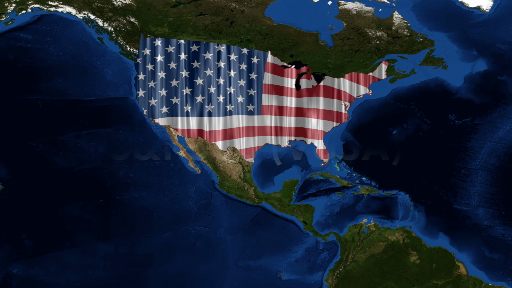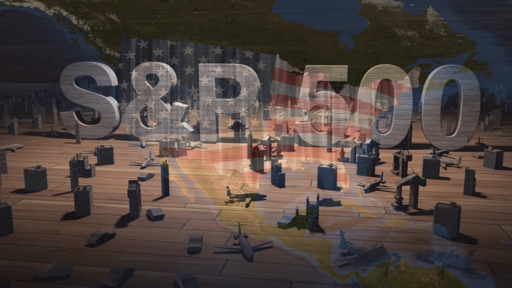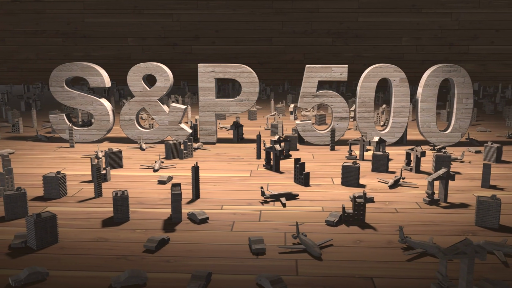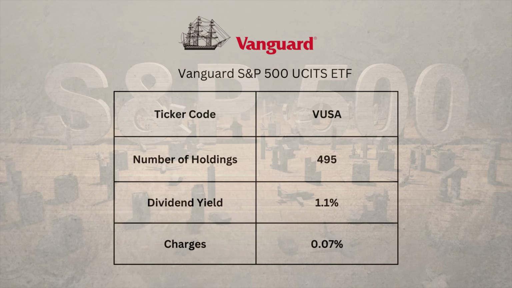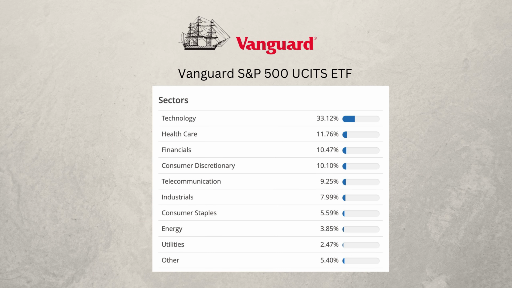If you want to invest in US stocks, a very popular ETF is VUSA, which tracks the S&P 500, which is the largest 500 US companies by capitalization. Dividend yield is 1.1% and the charges are very small at just 0.07%. The largest sector is technology and makes up 33% of this ETF.